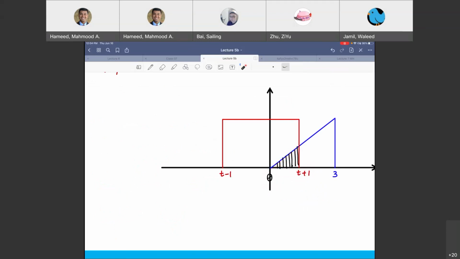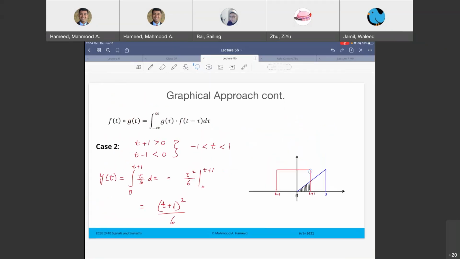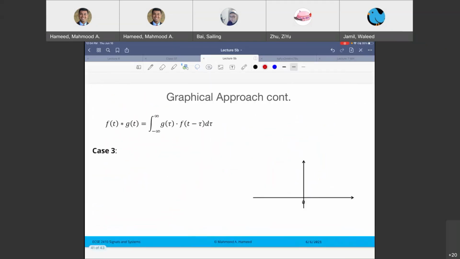Because you see, as this guy is moving in, over here there was no overlap. And once this guy overlapped, you see, where are you integrating? 0 to something, 0 to something, 0 to something. And it is going to continue until the rectangle is completely inside that triangle. And when it is, we are going to deal with what? Case 3. Now let's talk about case 3.